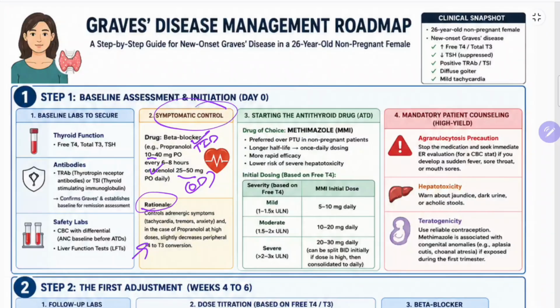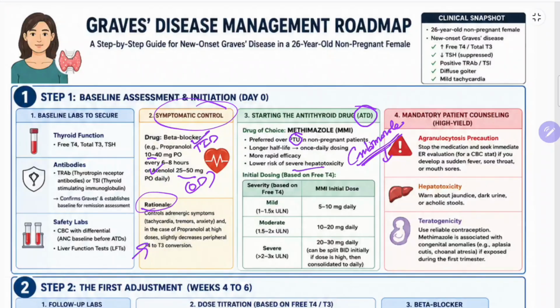So along with this, we will give an anti-thyroid drug. Because the patient is a non-pregnant female, we'll give methimazole as the drug of choice. If the patient was pregnant, then in the first trimester methimazole is contraindicated because of fetal malformations, and there we will give propylthiouracil, but here it is not the case, so we'll give methimazole. Previously carbimazole was very much prescribed, but it is now less prescribed because it has a high risk of hepatotoxicity, whereas methimazole has a low risk of severe hepatotoxicity.